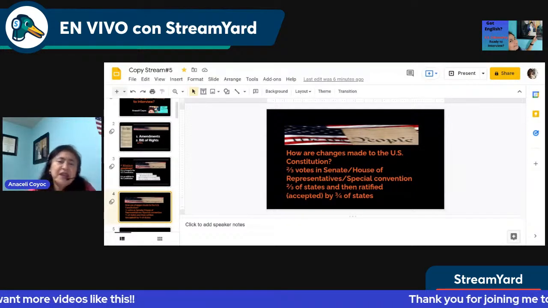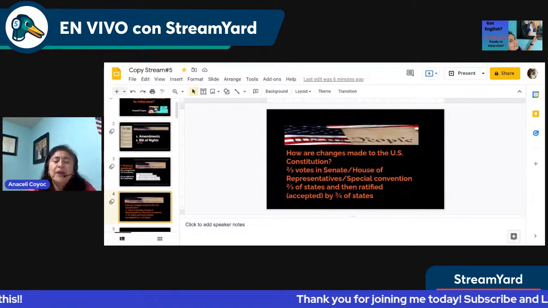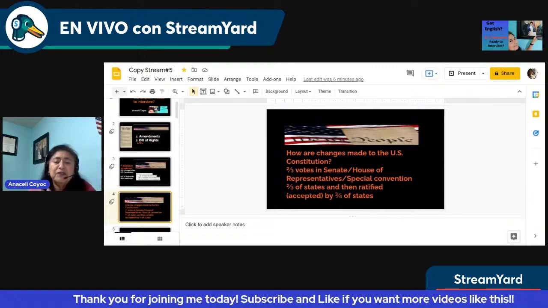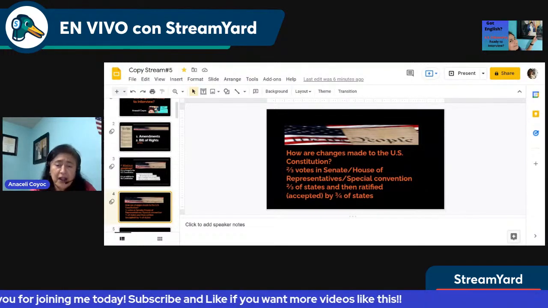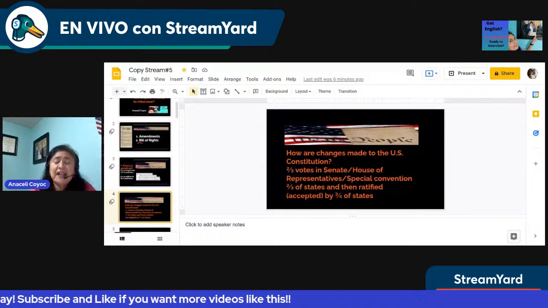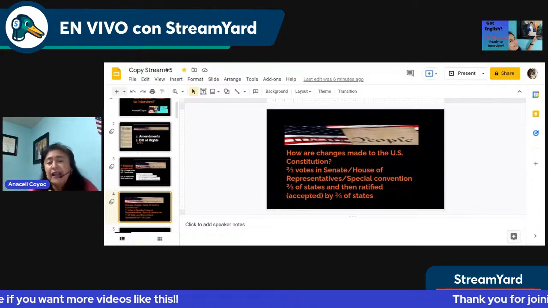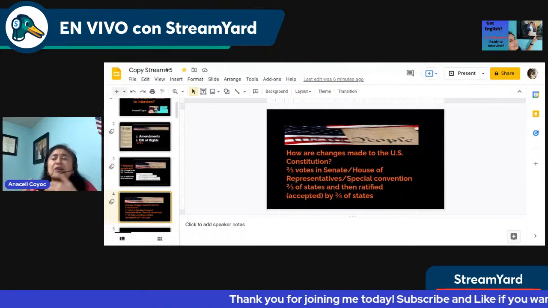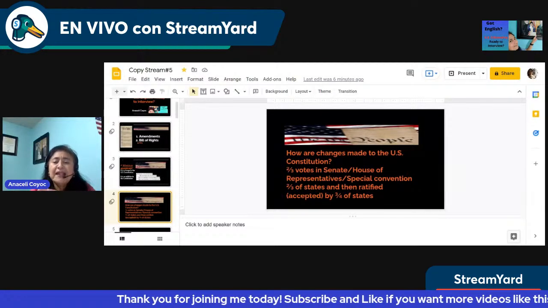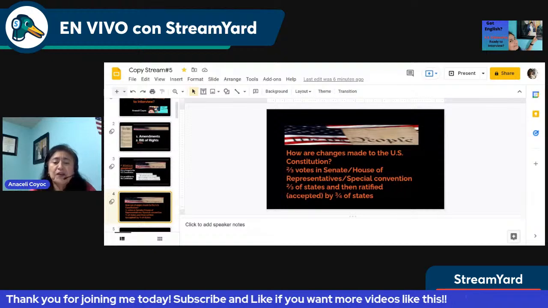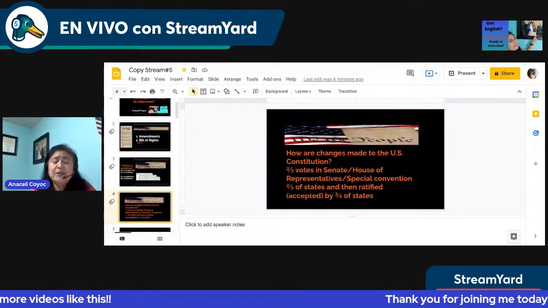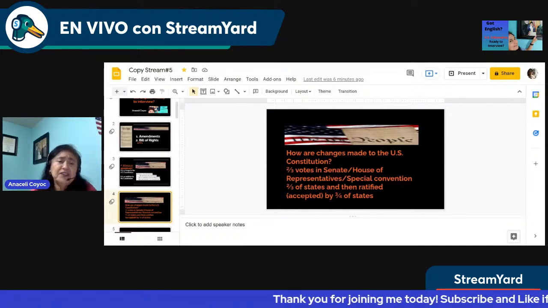How are the changes made? Changes are made in the House of Representatives and the Senate. Two-thirds of votes have to pass in Congress, in the Senate and in the House of Representatives. And then also a special convention of two-thirds of the states of the United States, and it has to be ratified by at least three-fourths of the states for any changes to be made.